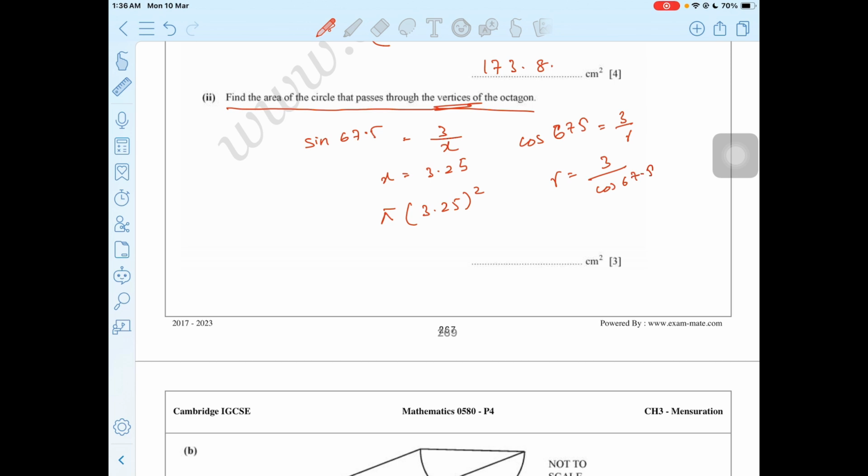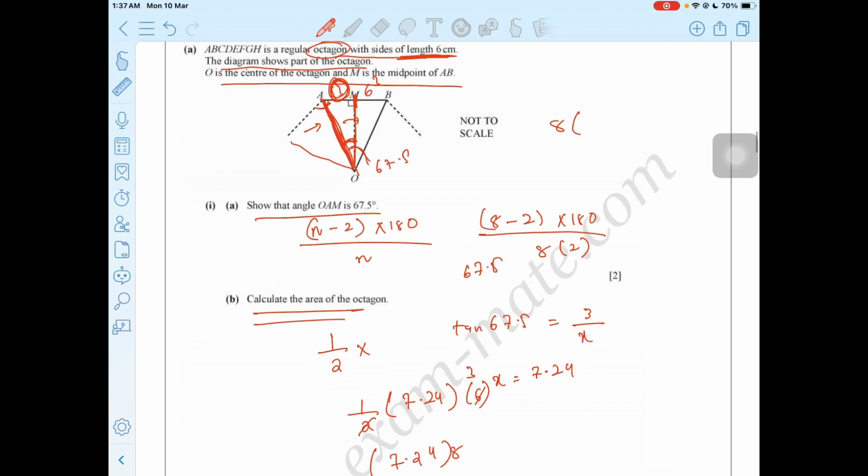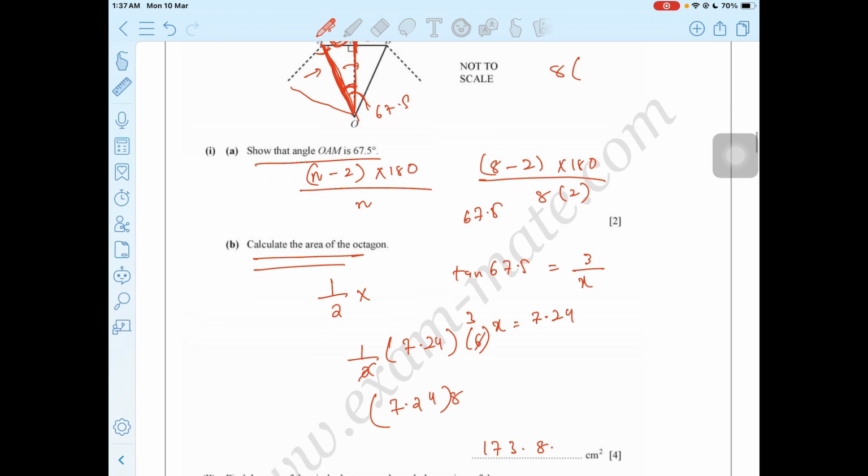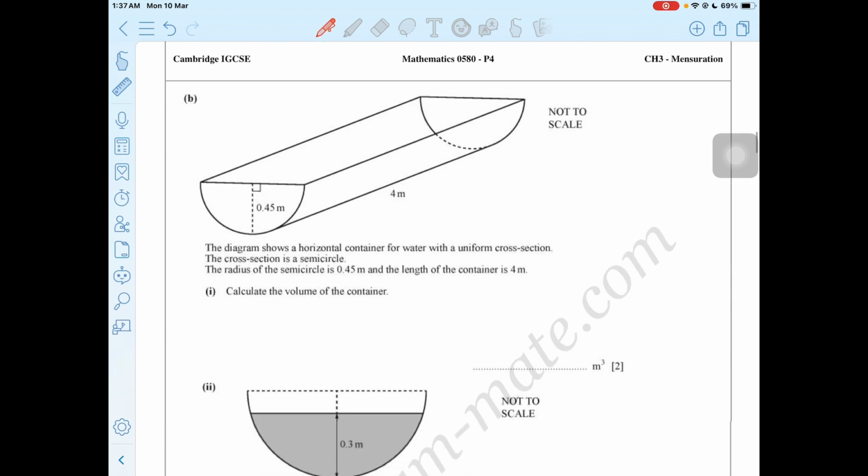So this would be 19. We'll use this r, okay? So this was 3 over cos 67.5, right? This is 7.83, right? So we can use this as well, okay? So now let's move on to what we have over here.